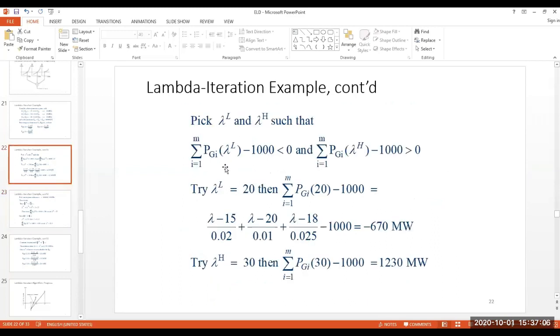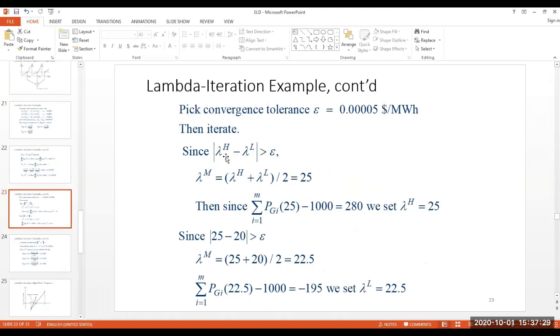You have to choose in such a way that this condition is fulfilled. You could take 22 and check this. You could take 28 and check this, okay? So you can take any value which satisfies these two conditions simultaneously. Lambda L has to be satisfied here, less than, and lambda H has to be satisfied here, okay?